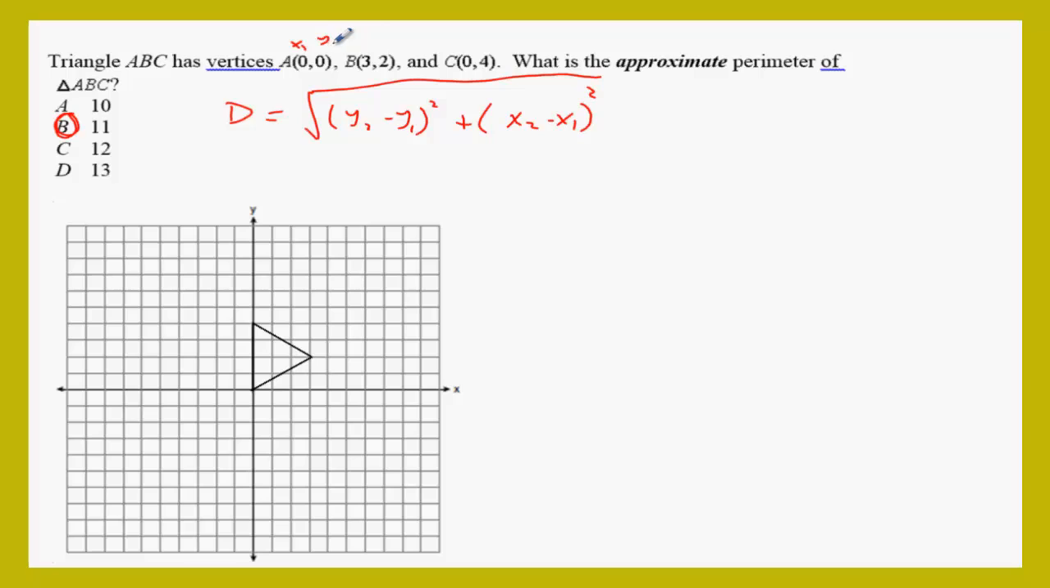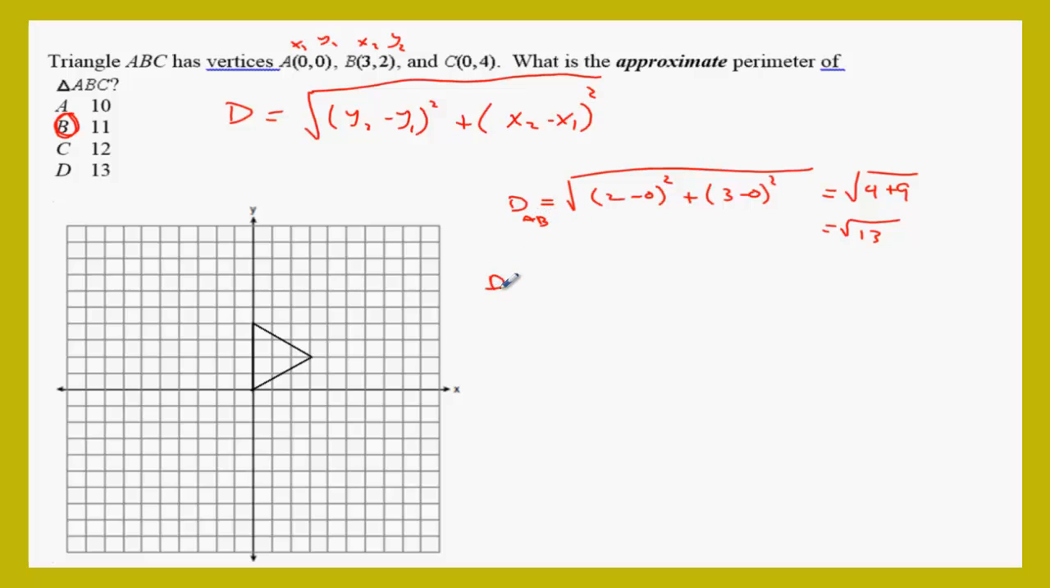You pick this length here. This is x1, y1, x2, y2, and d equals the square root of y2 minus y1 squared plus x2 minus x1 squared. So that is 2 minus 0 squared plus 3 minus 0 squared. 2 minus 0 is 2, 2 squared is 4, plus 3 squared is 9, 4 plus 9, that's going to be square root of 13. This is the first one, the distance AB.